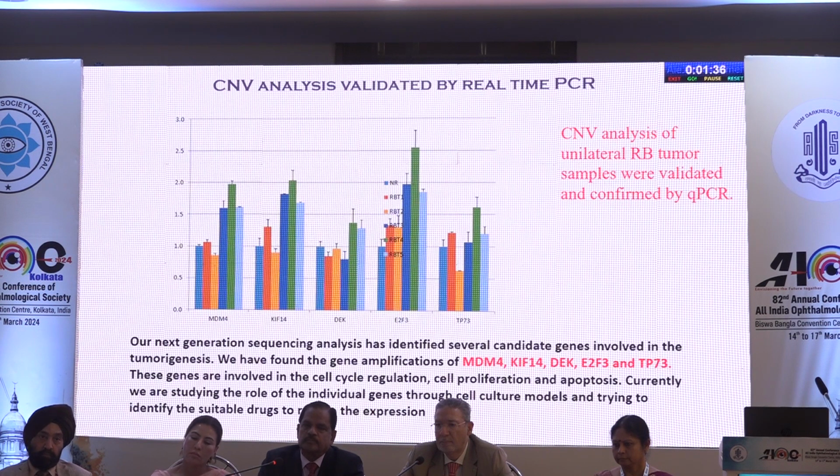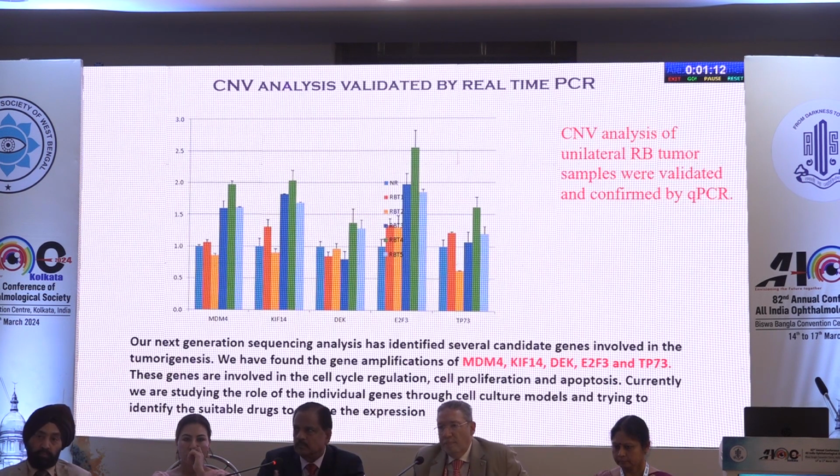Our next generation sequencing analysis has identified several candidate genes involved in tumorigenesis. We found gene amplifications in MDM4, KIF14, DEK, E2F3, and TP73. These genes are involved in cell cycle regulation, cell proliferation, and apoptosis. Currently, we are studying the role of the individual genes through cell culture models and trying to identify suitable drugs to reduce the expression.